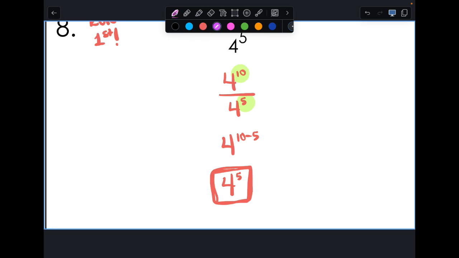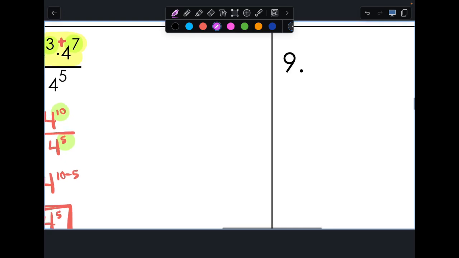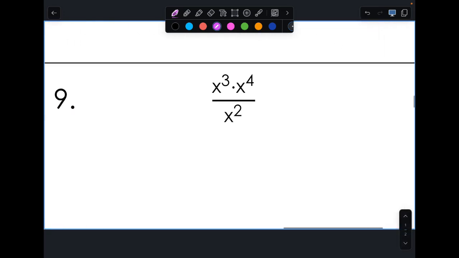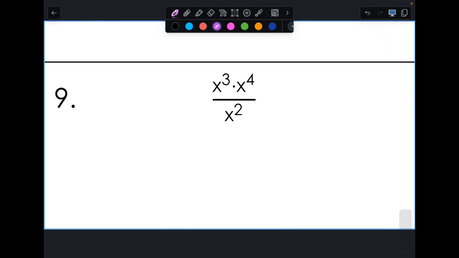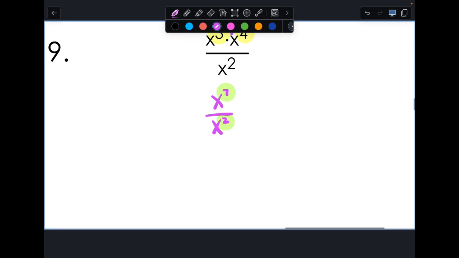Okay. Number 9. Same process, same steps, but with variables. You apply the product rule first. What do we do with the numerator? Add the exponents. So 3 plus 4 is? 7. Bring down x squared. Now what do we do with the exponents? Subtract. And 7 minus 2? 5. X to the 5th. Do I have any questions? No. All right.